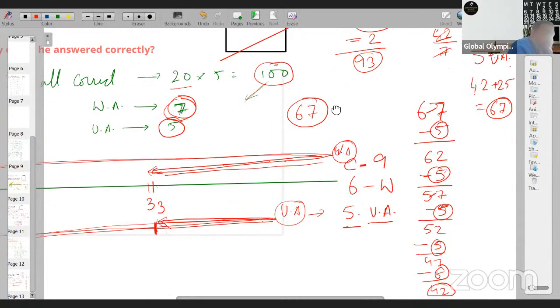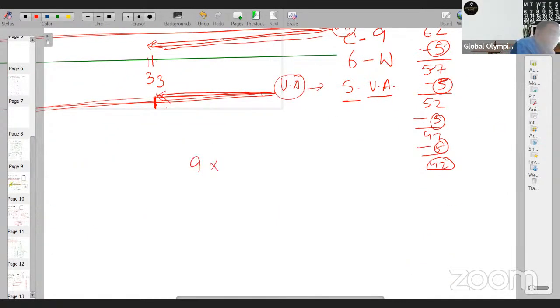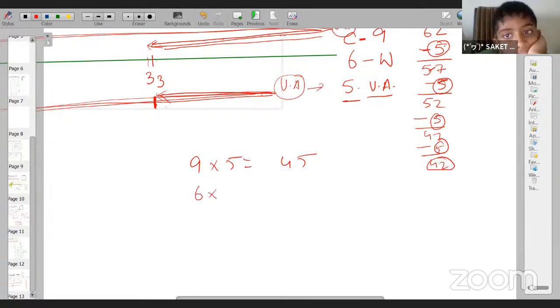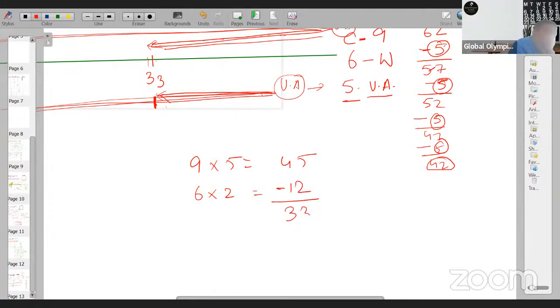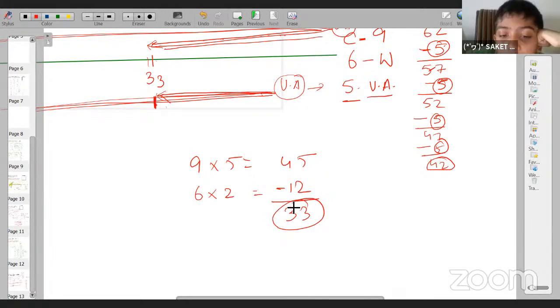Okay, now let's look at this and check it out. 9 into 5, you get 45, correct? And you got 6 wrongs, so 6 into 2 is minus 12, correct? 45 minus 12 is 33. So this is the maximum.